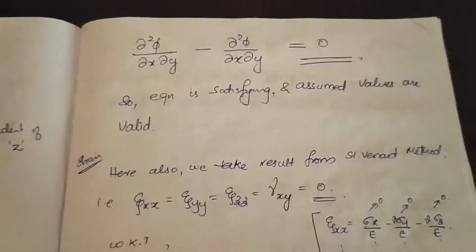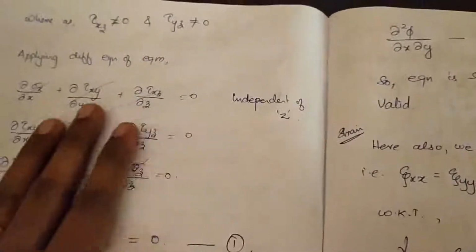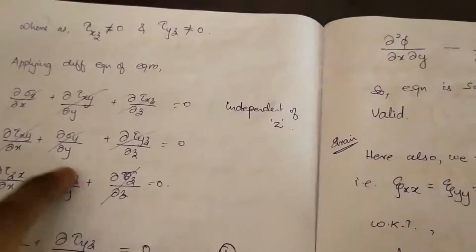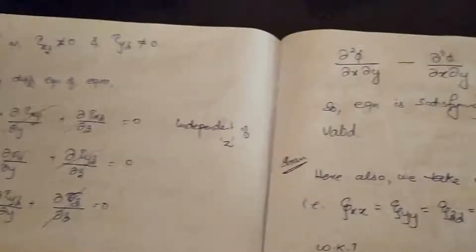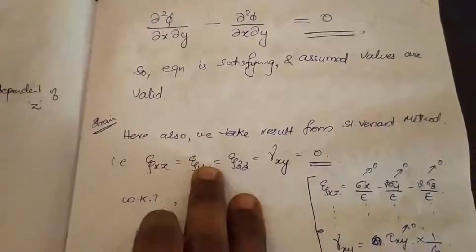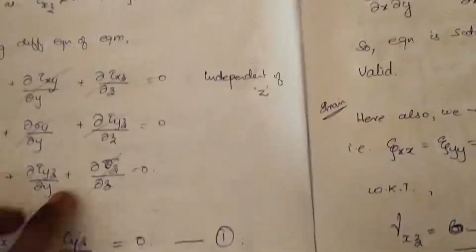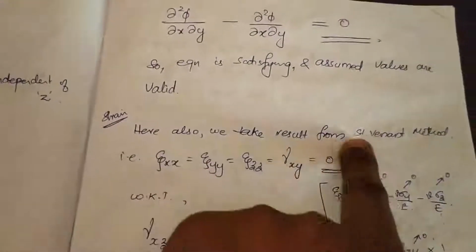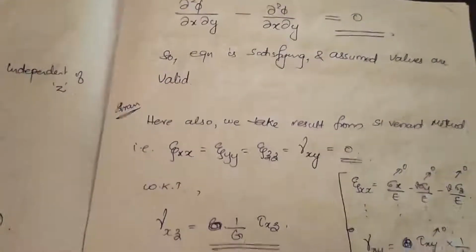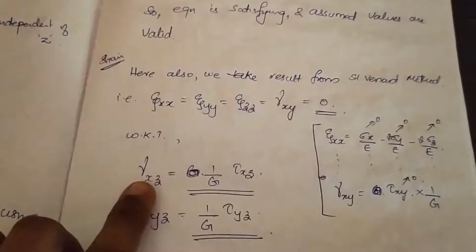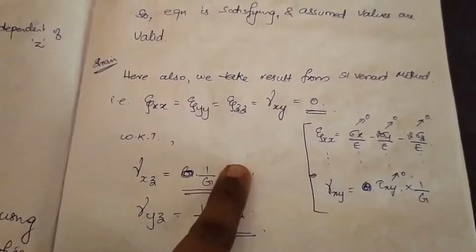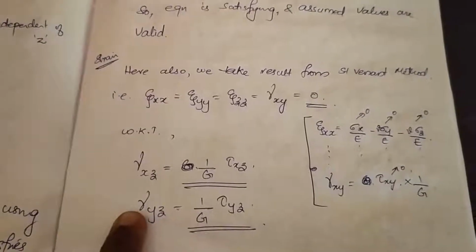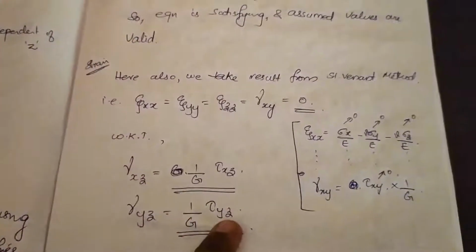After applying this in our differential equation of equilibrium, now we'll take out the stress components. Only these two stresses are non-zero, all others are 0, so the strains will also be 0. Strain gamma xz is given by 1 by G tau xz, and gamma yz is equal to 1 by G tau yz.